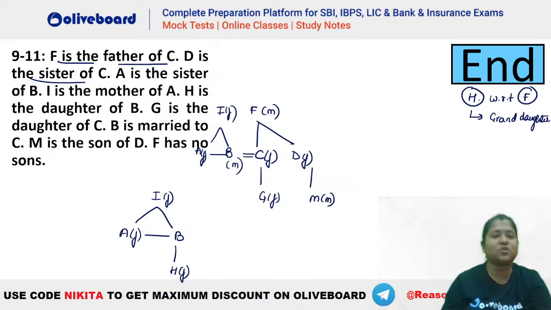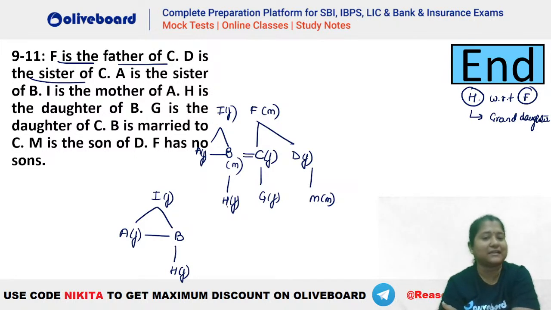So my question was, what is the relation of H with respect to F? You can see, where do we have a H here? H is the daughter of B. So this was your H, right? H is the daughter of B. So H will be here. Something like this. Okay, I hope this is clear, everybody.